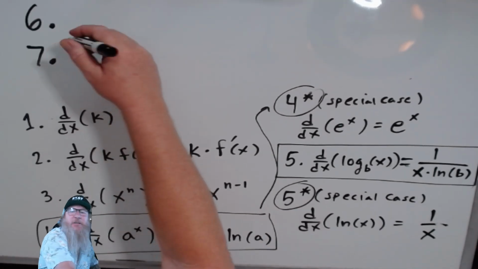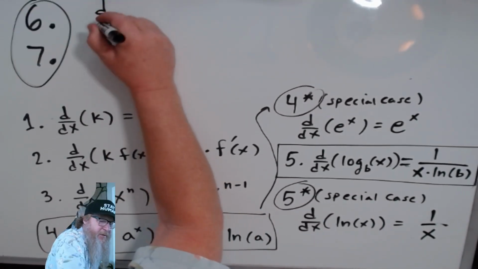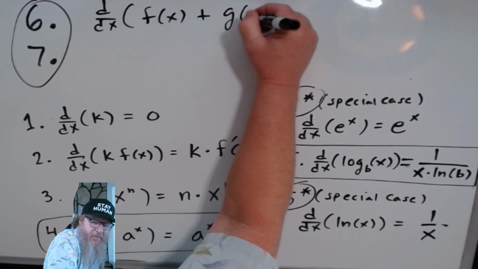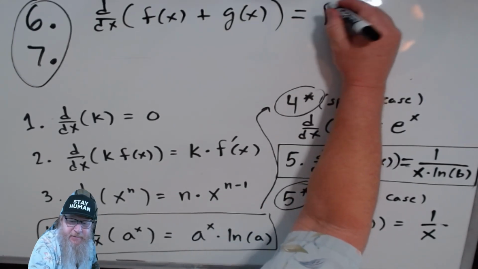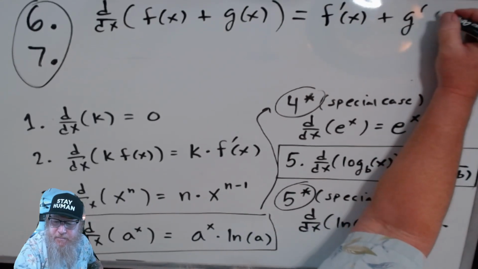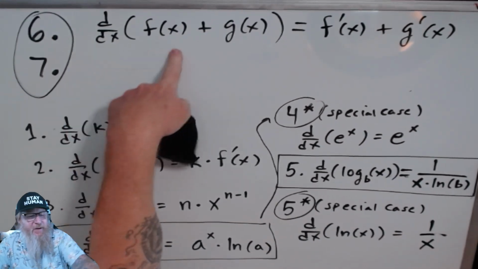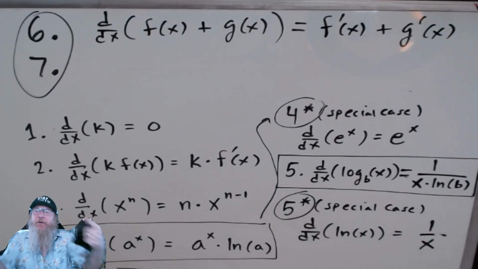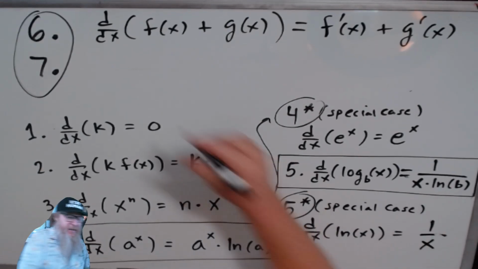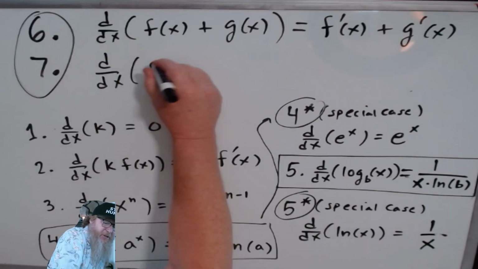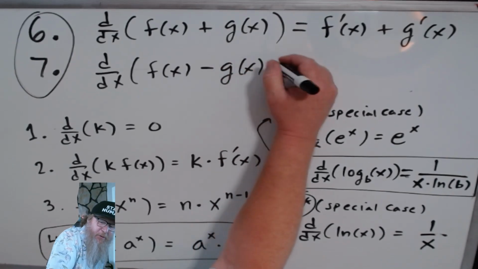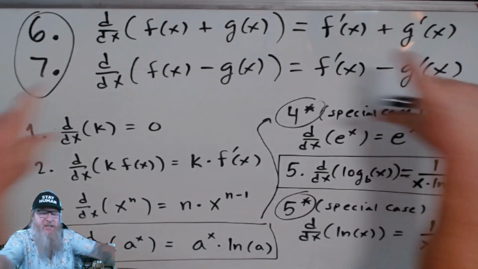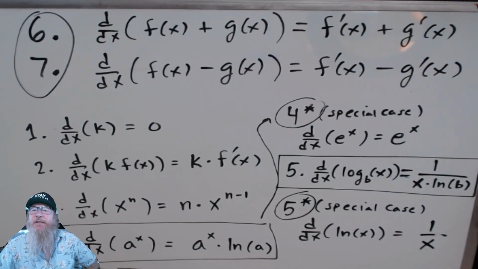6 and 7 can actually be combined together into one rule because they are basically the same rule. It just says the derivative of a sum of functions. You're adding functions. You just take the derivative of each function individually and then add the result. So 6 and 7 are duplicates of each other, just changing the plus to a minus. So you can just kind of memorize these as the same rule, sums and differences.